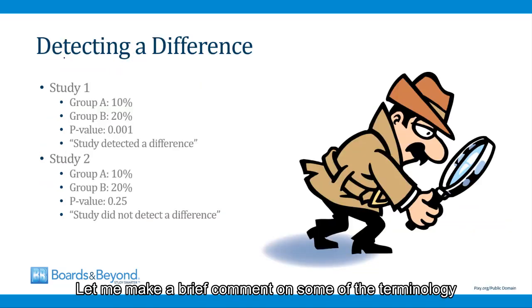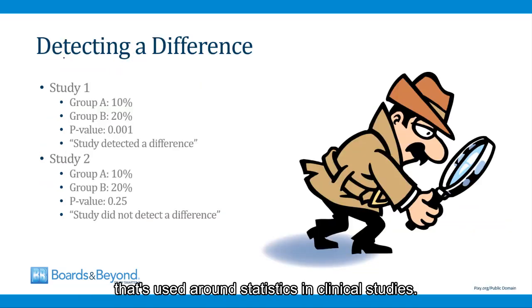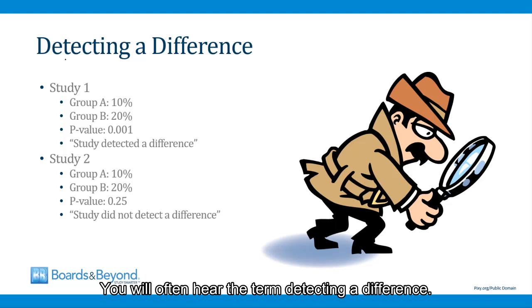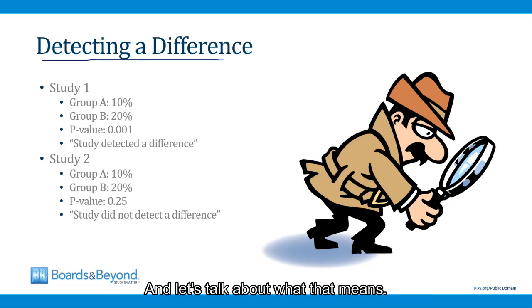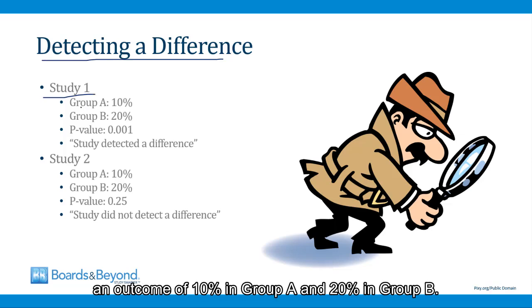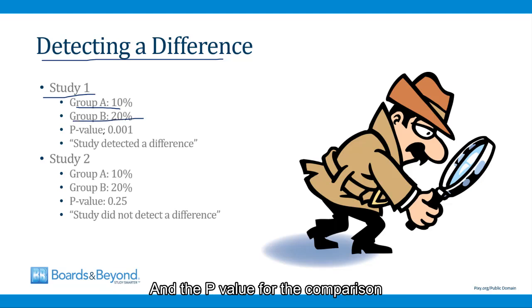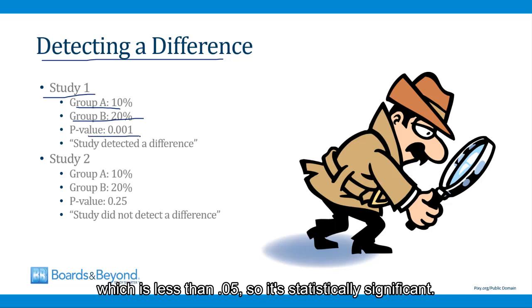Let me make a brief comment on some of the terminology that's used around statistics in clinical studies. You will often hear the term detecting a difference, and let's talk about what that means. So imagine we had a study that found an outcome of 10% in group A and 20% in group B, and the p-value for the comparison of the different outcomes was 0.001, which is less than 0.05, so it's statistically significant.